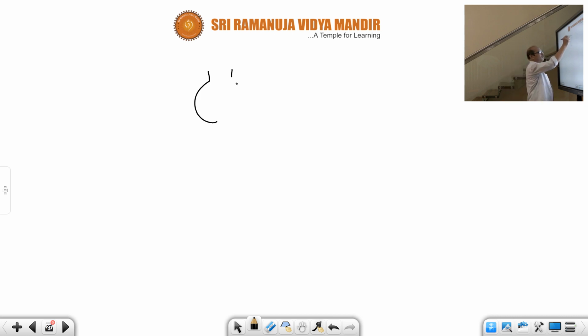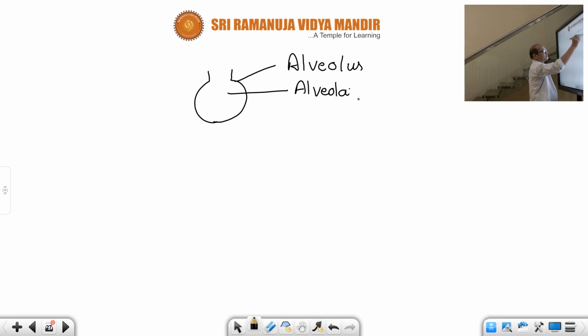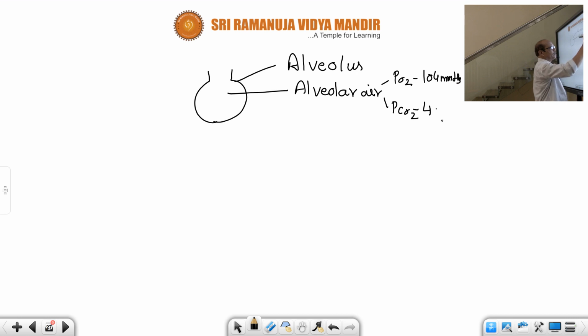So this is alveolus. Alveolar air, alveolar air PO2 and PCO2 we have to mention. PO2 104 mm mercury, PCO2 40 mm mercury in the alveolar air.